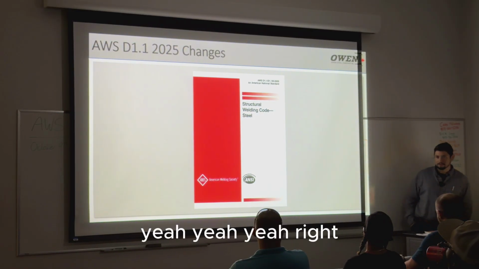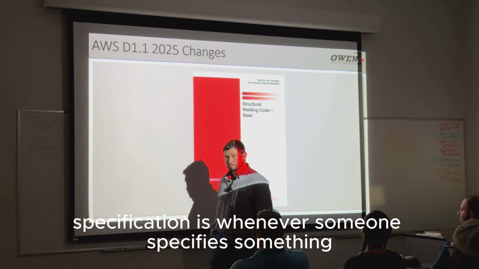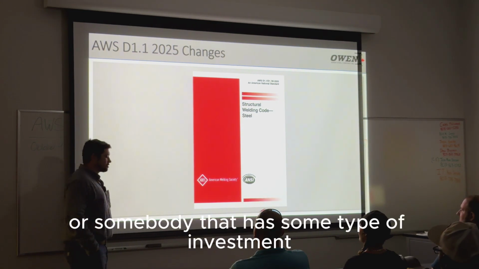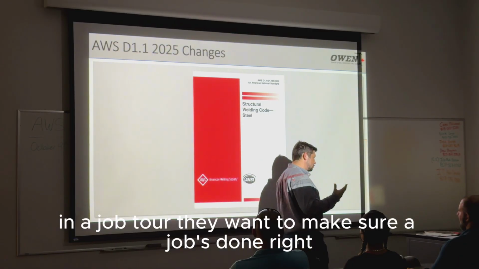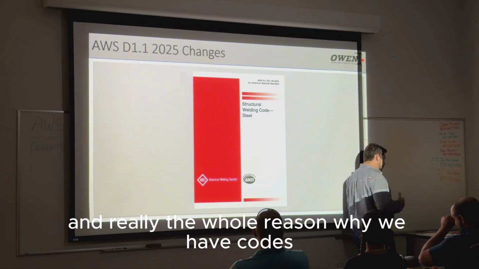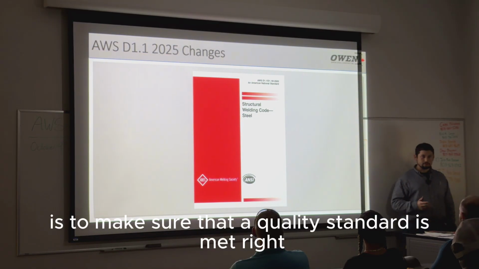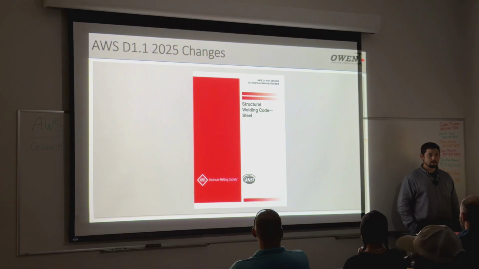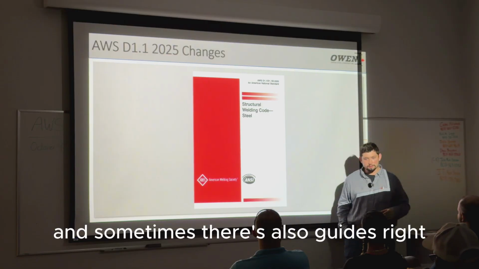Yeah, right? Generally, a specification is whenever someone specifies something. Usually it's done by an engineer or somebody that has some type of investment in a job. They want to make sure a job's done right. And really the whole reason why we have codes is to make sure that a quality standard is met, right? To make sure we don't have failure, right? And sometimes there's also guides, right?